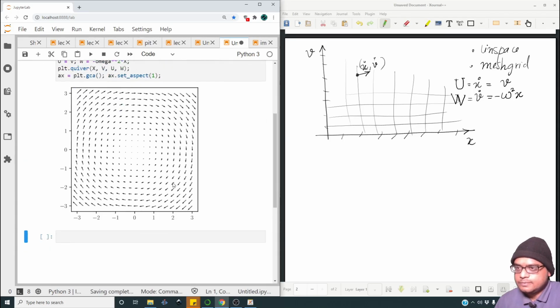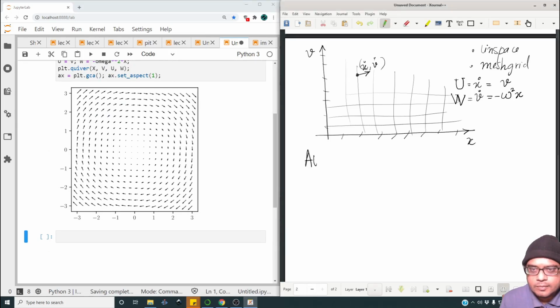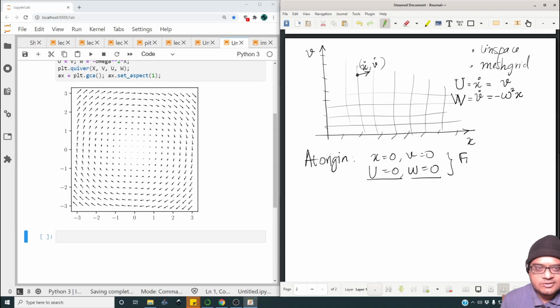Alright, so at the origin, what do we have? At the origin x will be 0, v will be 0, and correspondingly u will be 0 and w will be 0. So the x velocity is also 0, so the w velocity is also 0, and this is obviously a fixed point. So the arrow lengths are going to 0 over here.